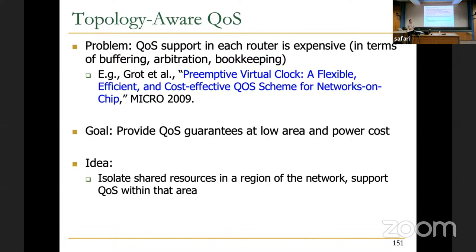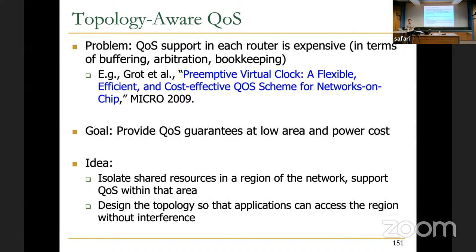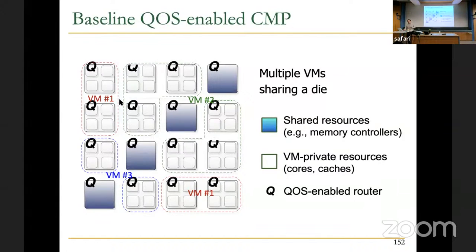Now, how do you get to that part? Basically, you should not have interference. You should not have things that break quality of service in the other parts of the network. This is where the topology comes in. Design the topology so that applications can access the region without interference. This is where the earlier topologies that I showed you, low diameter topologies that provide direct access from one node to a shared region, enable you to do this nicely. So that's the idea. In that sense, it's kind of a culmination of the ideas that we've been discussing so far. Okay, so let's take a look at this issue. This is potentially a real system. It's a very small system, as you can see. I don't know why the color doesn't match, but the shared resources are these, the blue ones over here.